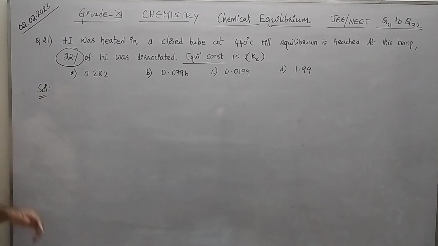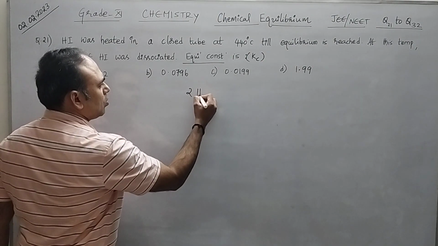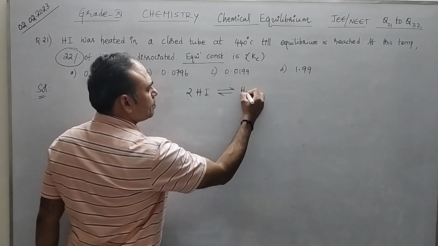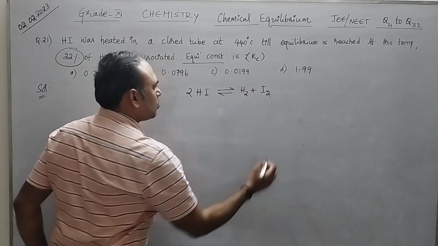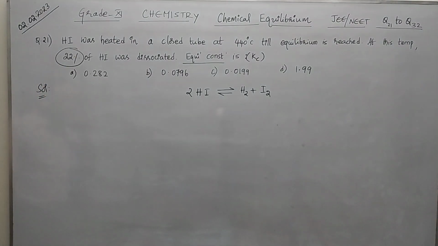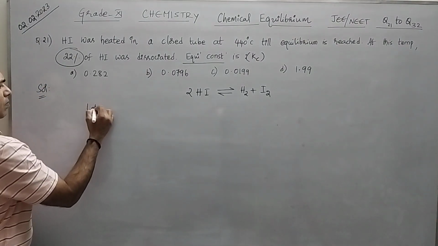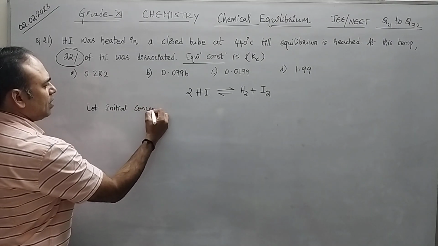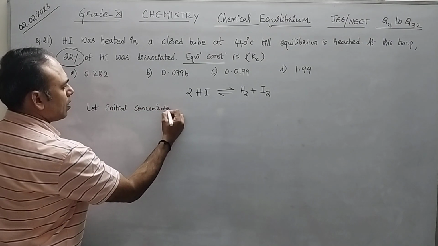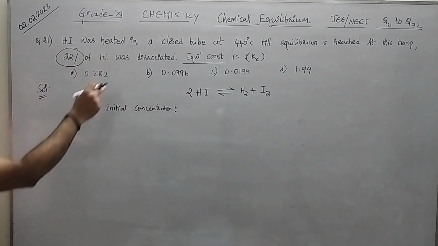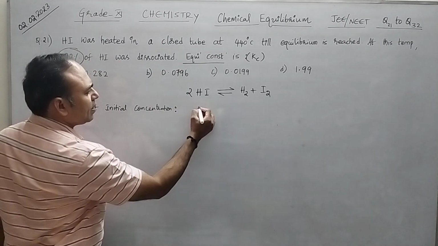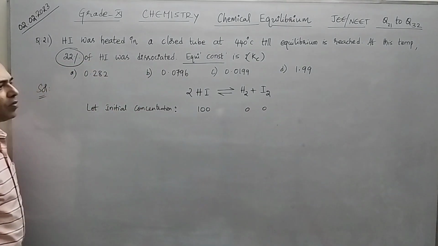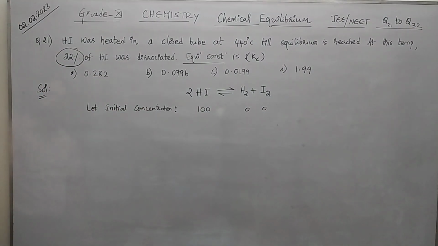Hydrogen iodide was heated, so hence we can write it like this: 2HI in equilibrium with H2 and I2. So this is your equation. So let the initial concentration be 100, because they have given 22% is dissociated. It is easy for you to calculate if you take 100.